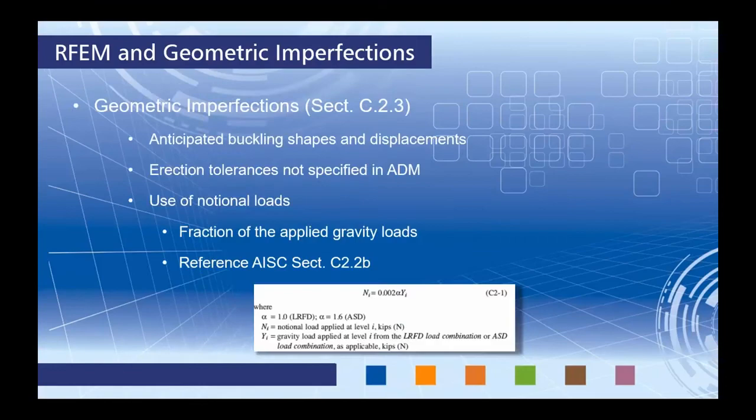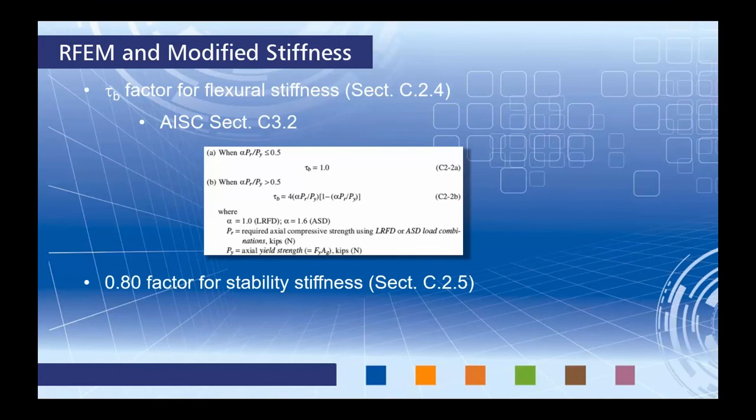So that is all that we want to discuss regarding geometric imperfections. Now, the point number 4 and 5, which was modified stiffness and uncertainties in stiffness and strength. This refers to our tau sub B factor for flexural stiffness in section C.2.4. This completely refers back to the AISC, once again, section C3.2.